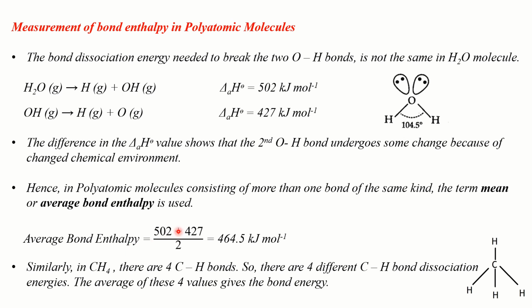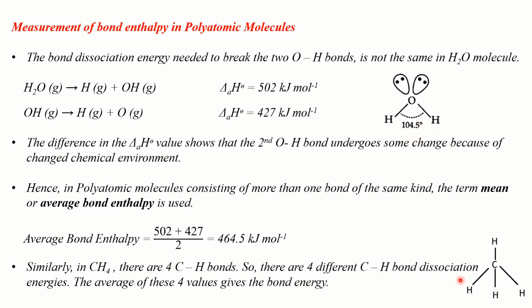You will add the values of the first bond dissociation enthalpy and second bond dissociation enthalpy in the numerator, and you will divide it by 2. What is 2 here? 2 is the number of bonds that you are breaking. In water molecule, there are only 2 bonds. So, we are breaking only these 2 bonds. You will write this number in the denominator. On solving this, you get 464.5 kilojoules per mole. So this is the average bond enthalpy of the polyatomic molecule water.